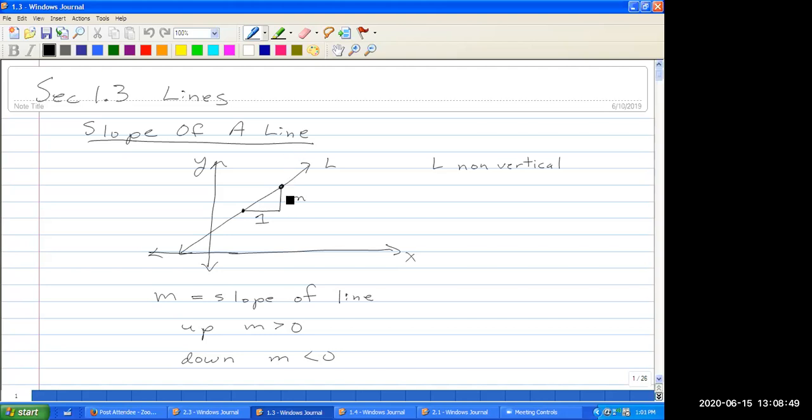Suppose that the distance is m to get to another point on the line. If we go up, I'll let m be greater than 0. If I go down to get to another point of the line, I'll let m be negative. We will call m the slope of my line. It turns out that for any line, if you pick any point on the line, the slope will always be the same for any fixed line. We'll see that in the future by scaling. You could also do similar triangles.